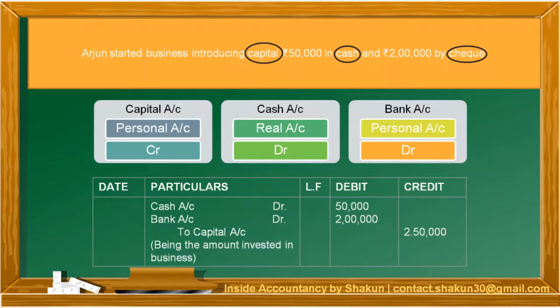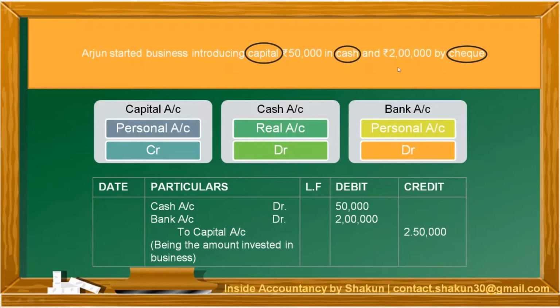Cheque means bank. Now, since you all know that capital is the account of the proprietor, it is a personal account. Since the proprietor is the giver, we apply the rule of personal account: debit the receiver, credit the giver. Since the proprietor is the giver, therefore the capital account is credited. Next we come to cash. Now cash is a real account. Debit what comes in, credit what goes out. Cash is coming in, therefore the cash account is debited.